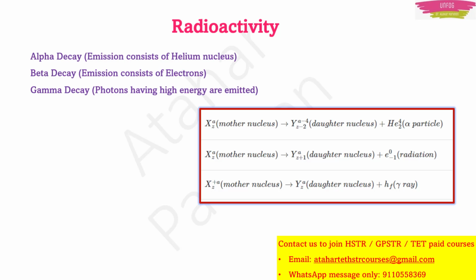Now why is this happening? This is happening because of the instability of the mother nucleus. Now why is that instability happening? That I'll explain later in this lecture. But before that, let us learn alpha, beta and gamma decay. Once again, I'll give you one short summary so that you can learn it easily.